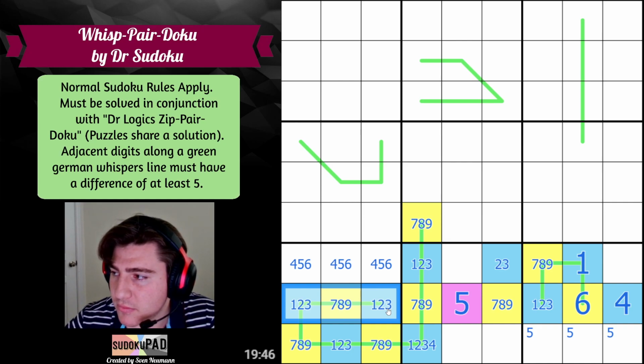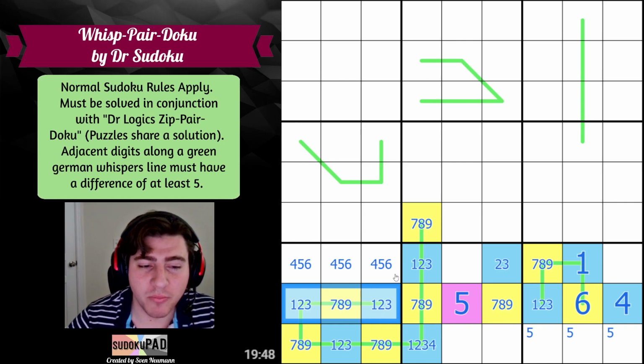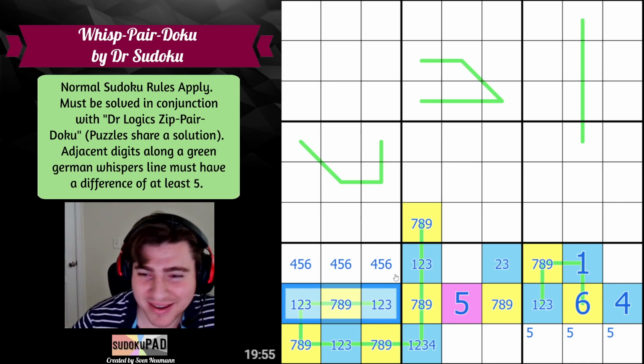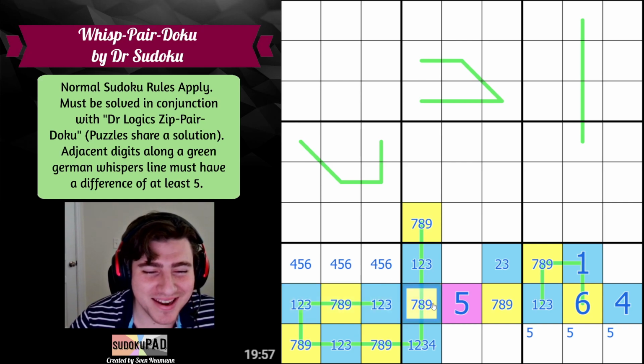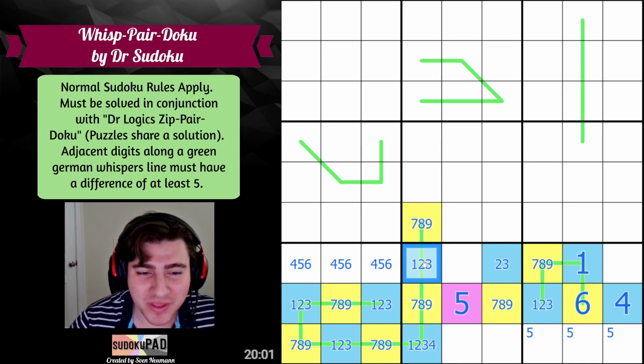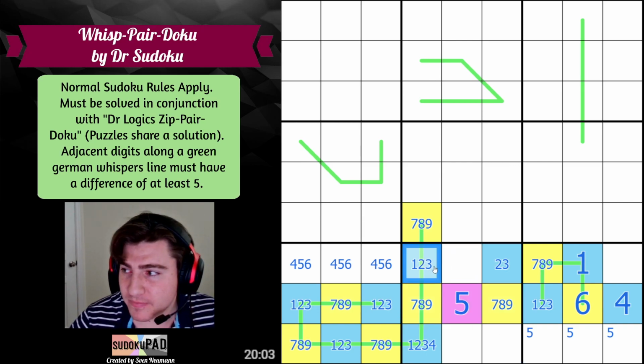Then below that is 7, 8, 9, 1, 2, 3, 7, 8, 9. Correct. Then again, we'll jump back to box 8 here. Cell 1 is 1, 2, 3.